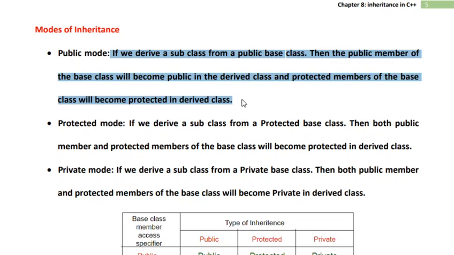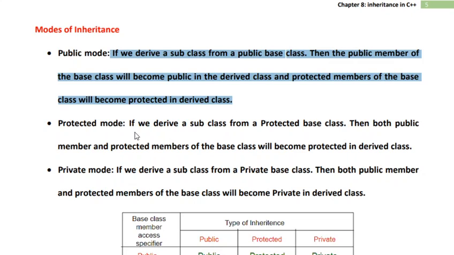So if we derive a subclass from a public base class, then the public members of the base class will become public in the derived class, and the protected members of the base class will become protected in the derived class. This is very important for you to remember. And as we have already learned, we can access only the non-private members of the base class.